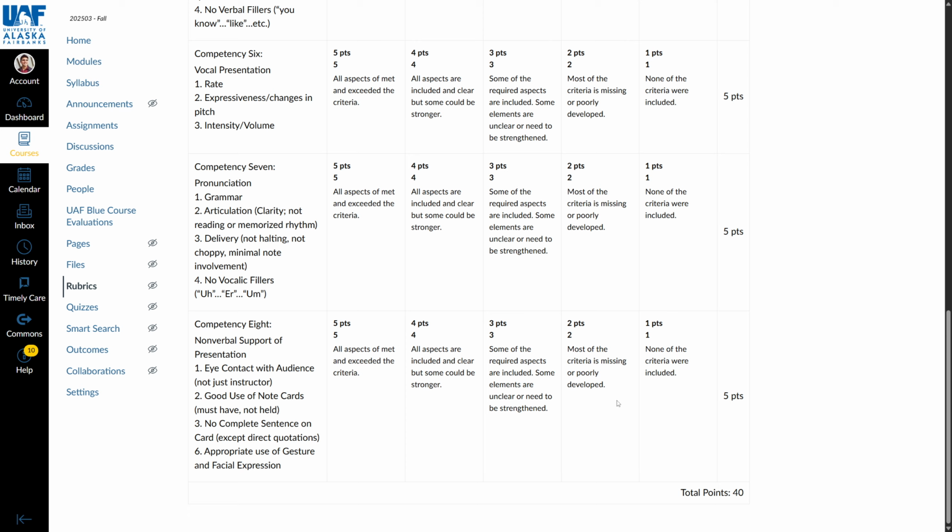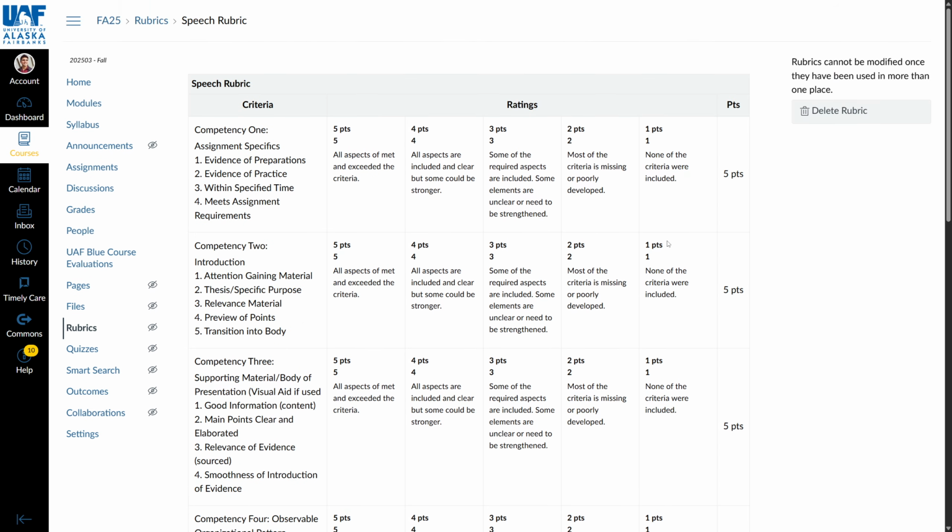And if you have any questions about this rubric, let me know. And then same thing with your grades. Once you've finished a speech and I give you back this rubric graded, let me know if you have any questions on that.